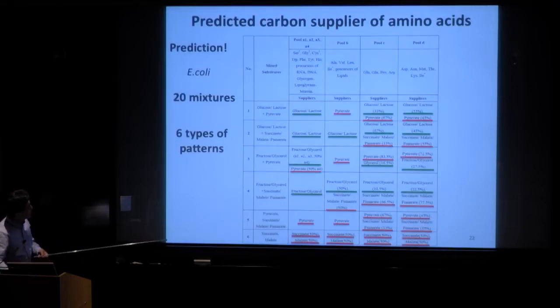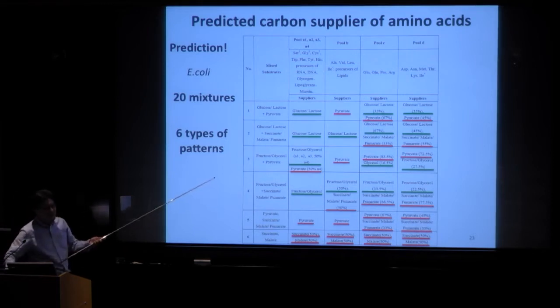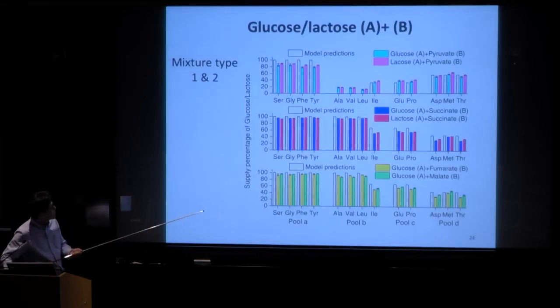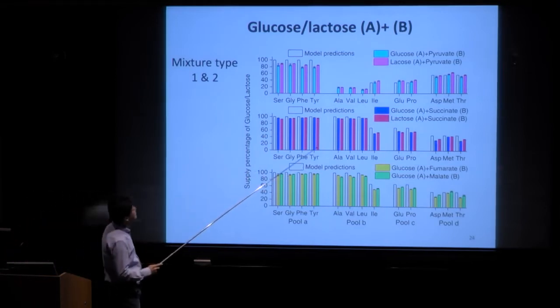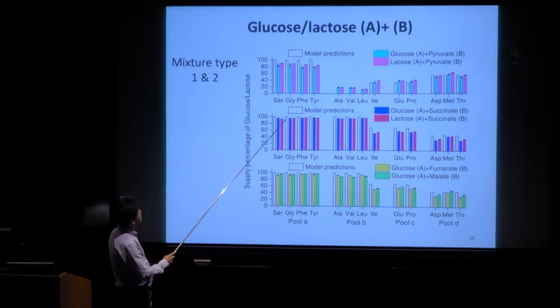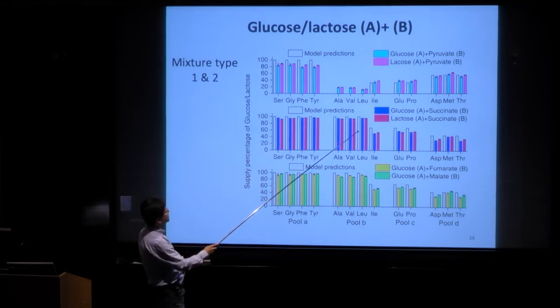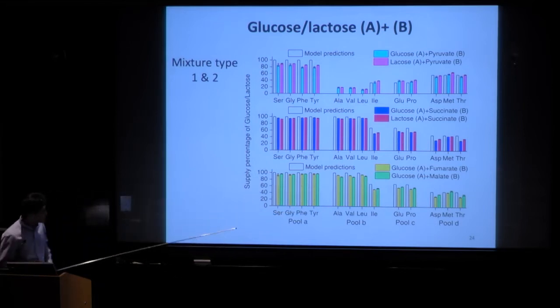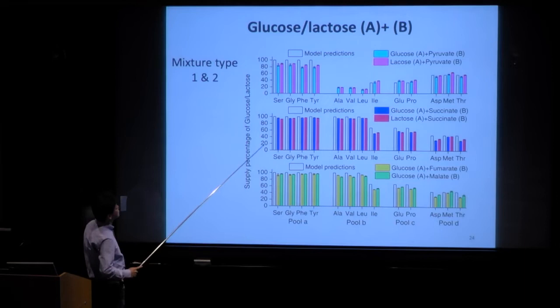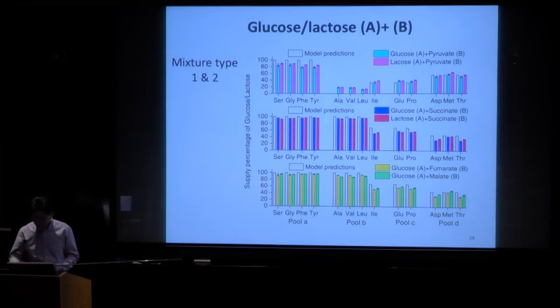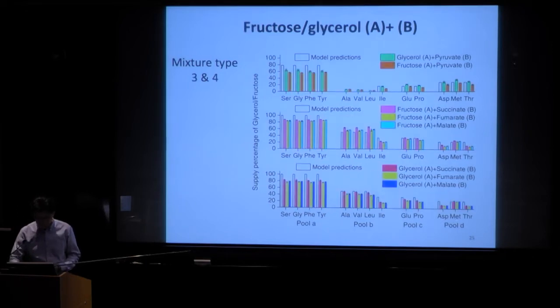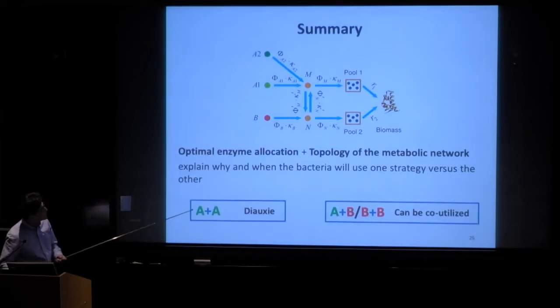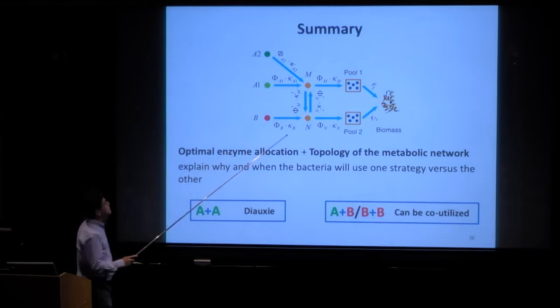Okay, so I won't bore you, but we can make predictions for any combinations of A sources with B sources, and then compare with experiments, and they agree pretty well. The hollow bars are model predictions, and the solid colors are the experiments. These are different amino acids. This is the percentage from A source or B source. Okay, they agree quantitatively.